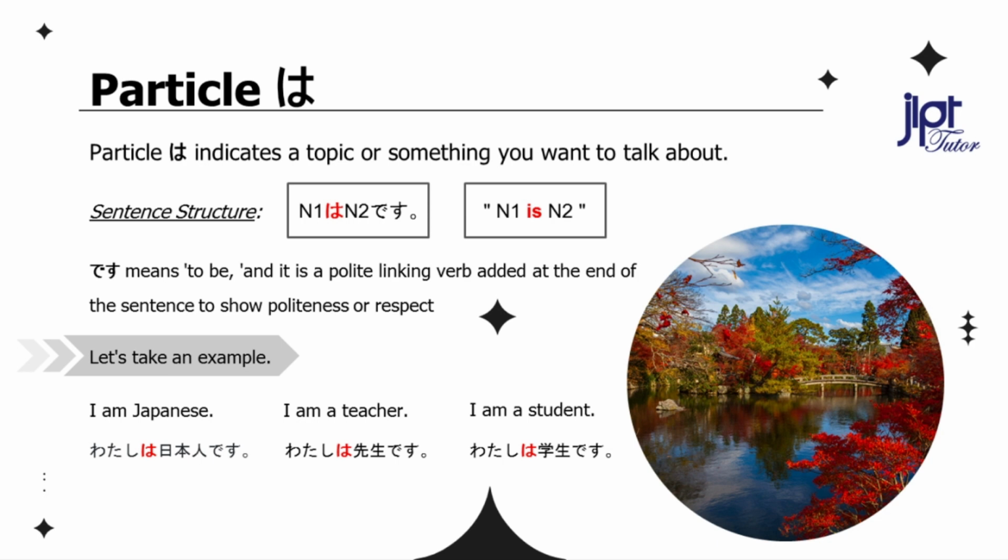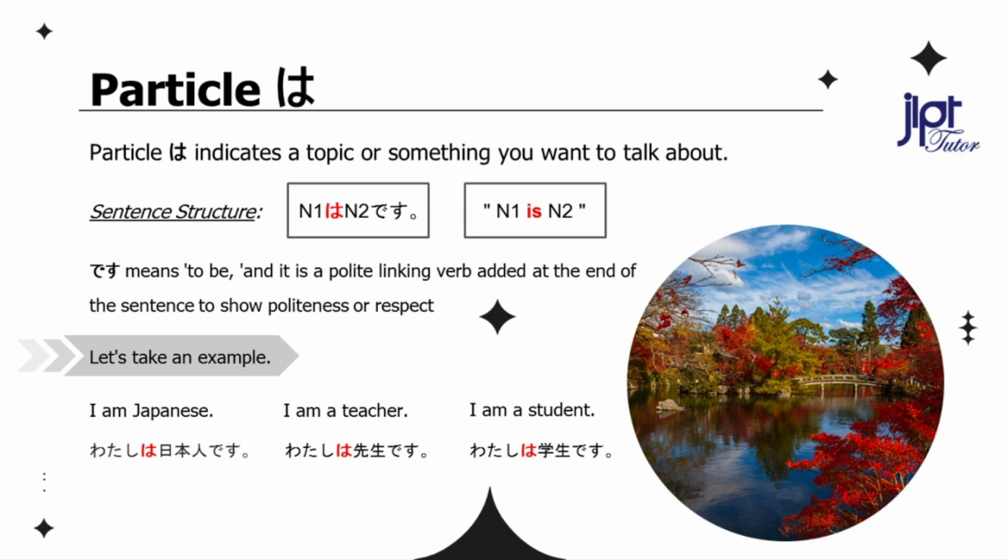Particle wa. Particle wa indicates a topic or something you want to talk about. N1 wa, N2 desu. N1 is N2, where N1 and N2 are nouns about whom we are talking. Hiragana ha we pronounce as wa when we use it as a particle.